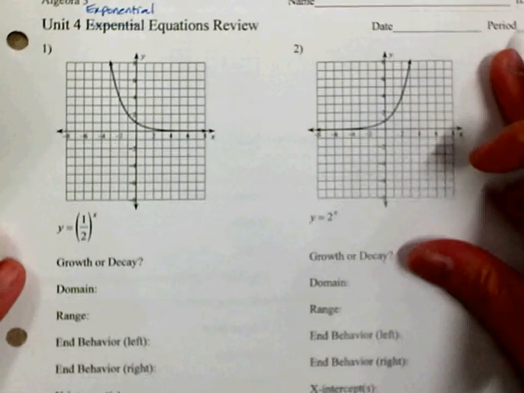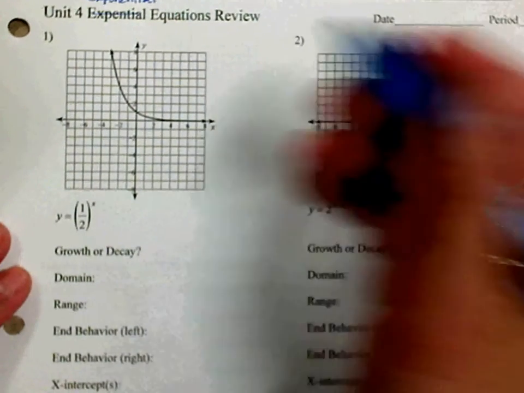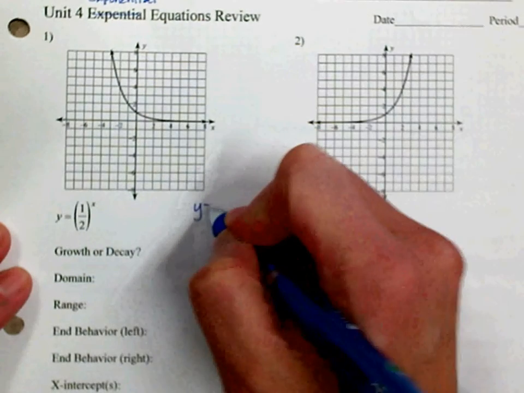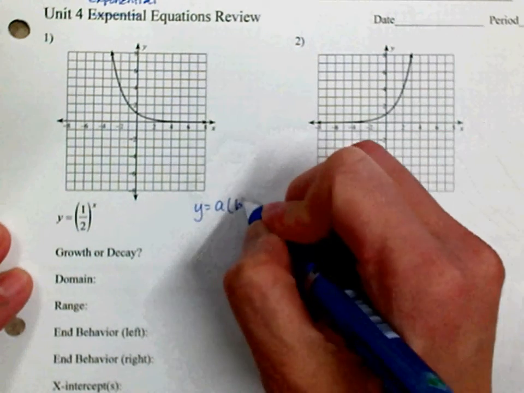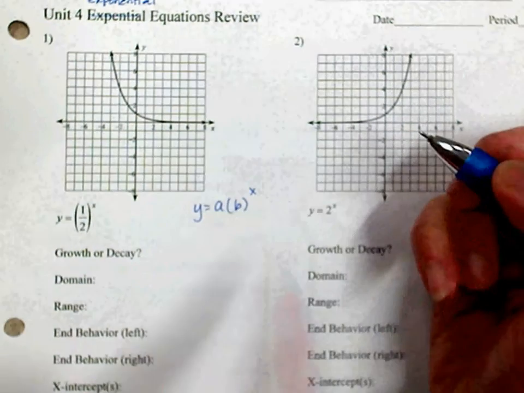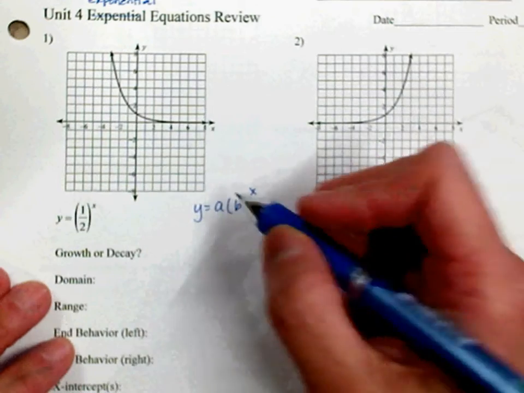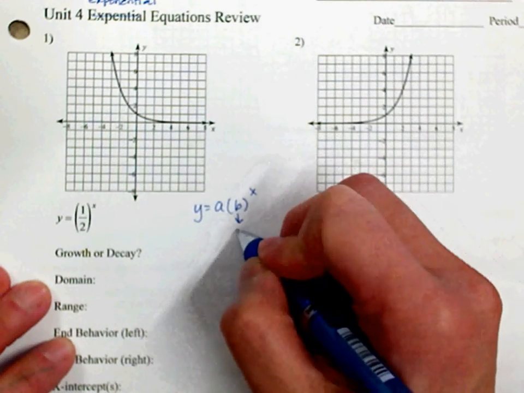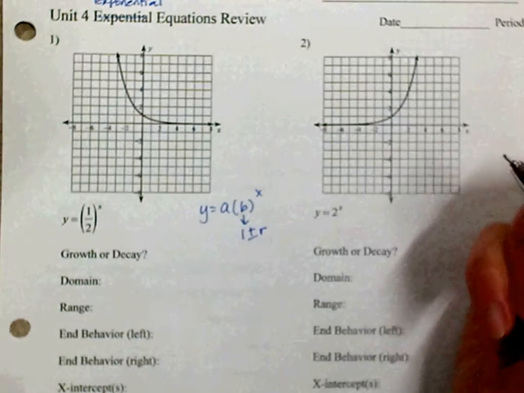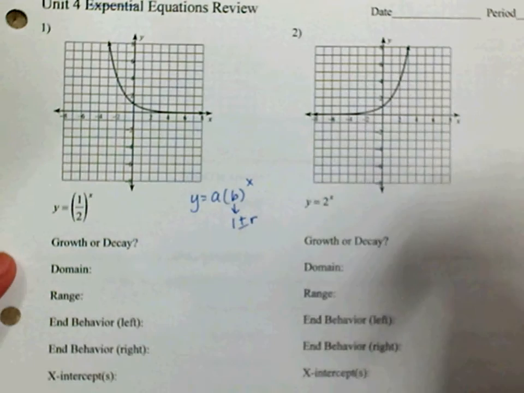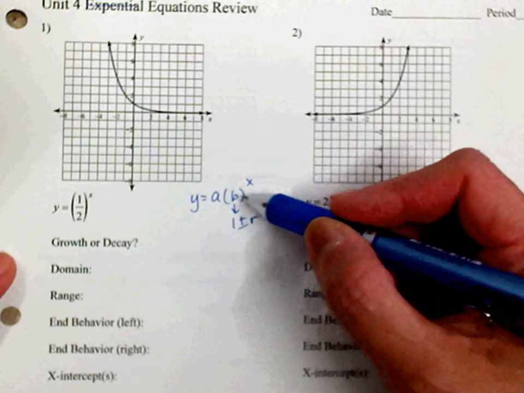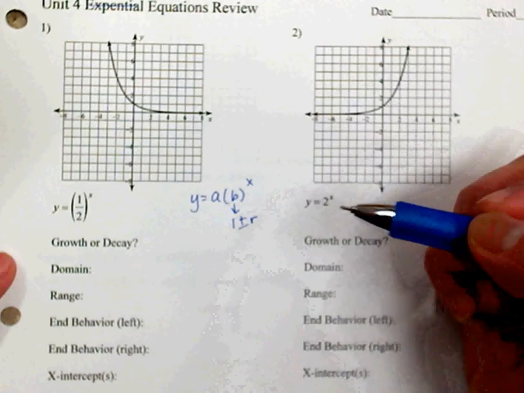Okay, so if you take a look, first of all, we're basing all of this on y equals a times b raised to the x. So that is that right there. And before you continue on, b is the same as 1 plus or minus r. So if your b is greater than 1, then it would be a growth. If your b is less than 1, it would be a decay.